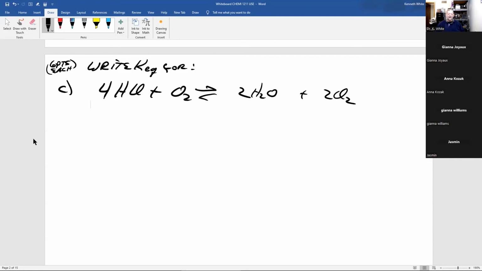Again, it is the concentration of the products to the power of the coefficient of those products divided by the concentration of each reactant to the power of the coefficient of that reactant. Coefficient is the number in front of the structure in a balanced chemical equation.